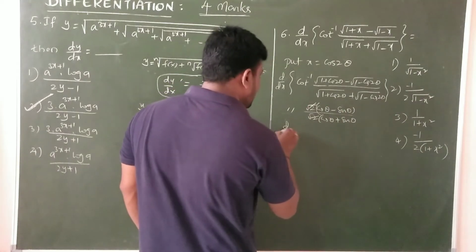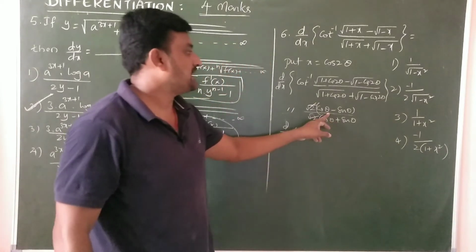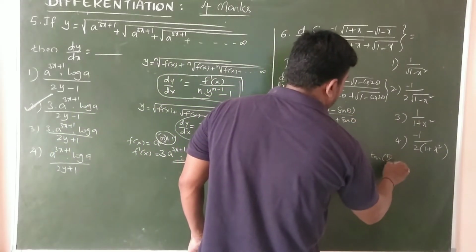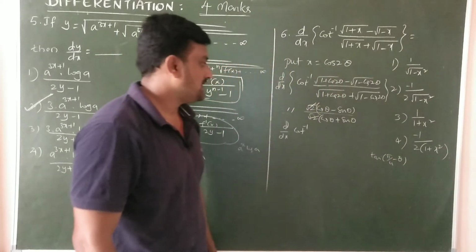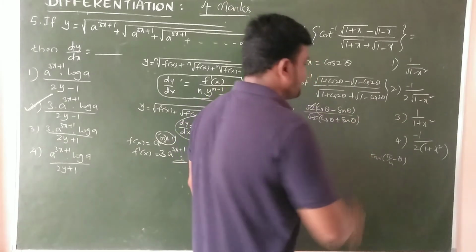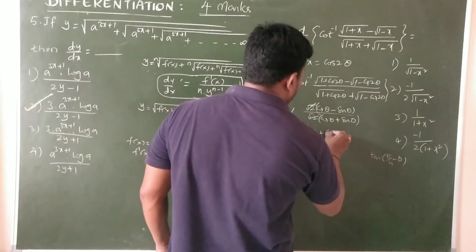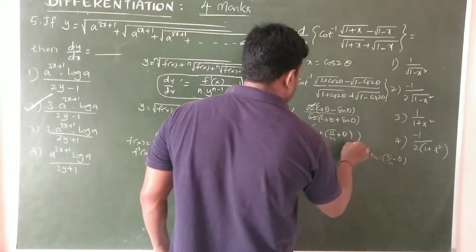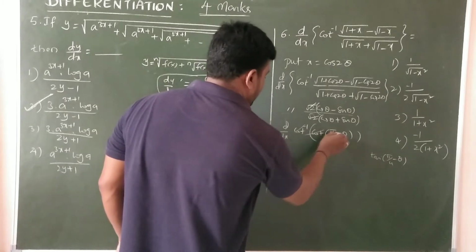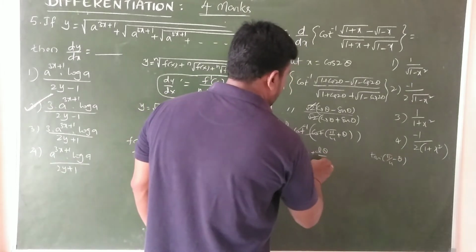Now what about this? Actually it is d by dx of cot inverse, now actually it is tan pi by 4 minus theta. Tan pi by 4 minus theta is cos theta minus sin theta by cos theta plus sin theta. Okay, now it is cot of pi by 4 plus theta. Okay, cot and cot inverse get cancelled. Now differentiation of pi by 4 is 0. Then d theta by dx.